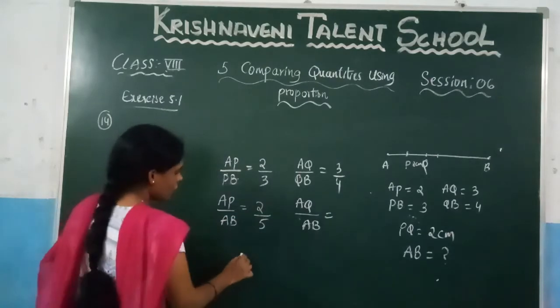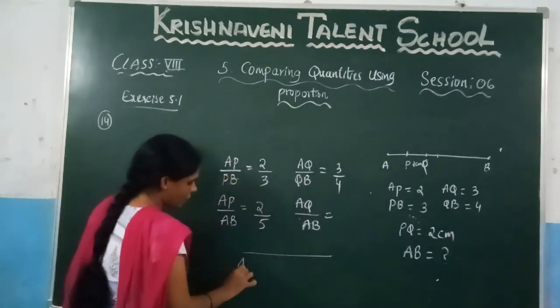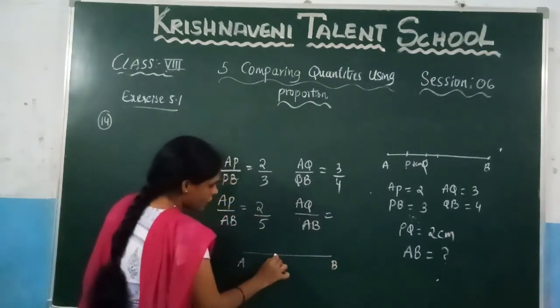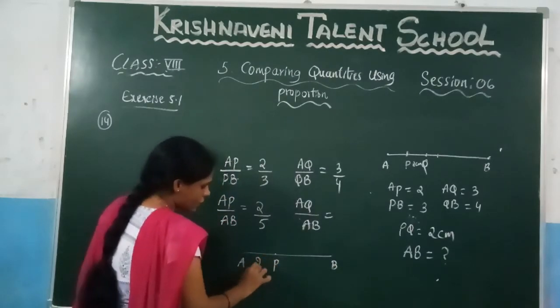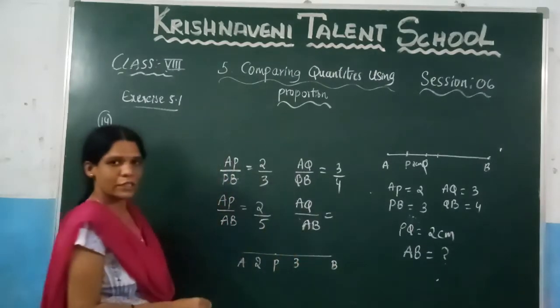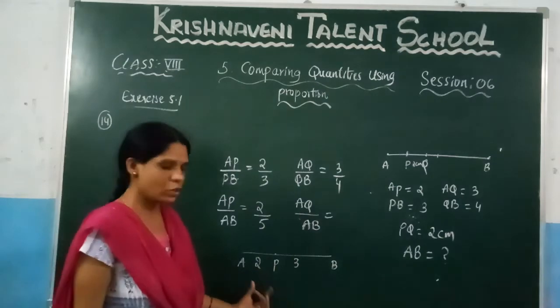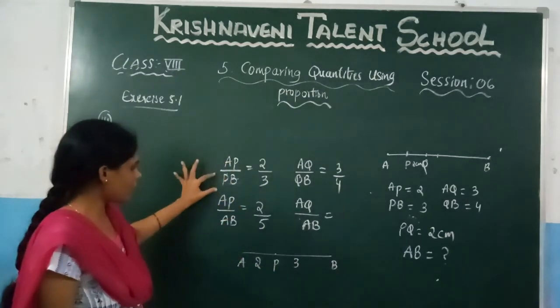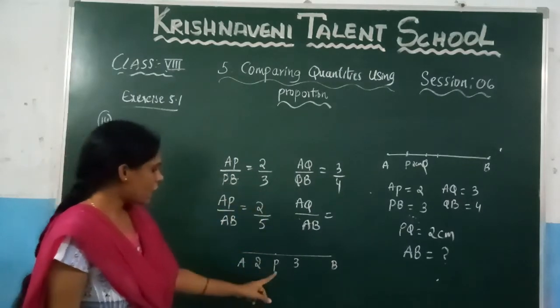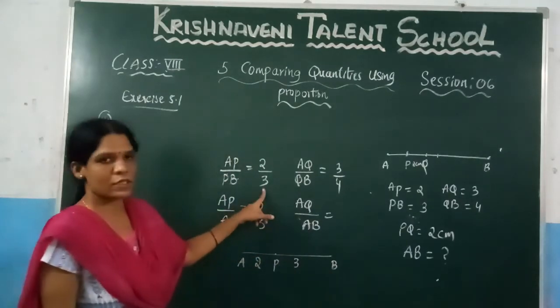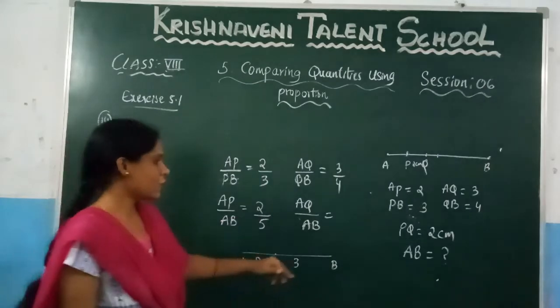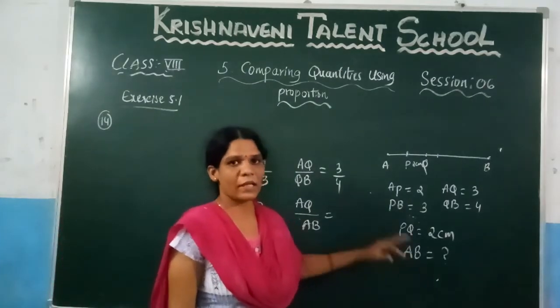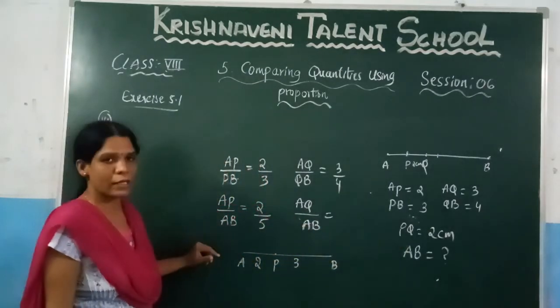Why? Because if you are considering the line segment AB, what they are saying here is that P divides this line segment in the ratio 2:3. That means the length of AP is 2 and the length of PB is 3. So here I have written AP by PB. What is the length of AP? 2. And what is the length of PB? 3. Since I need to find the length of AB, I have taken AP by AB.